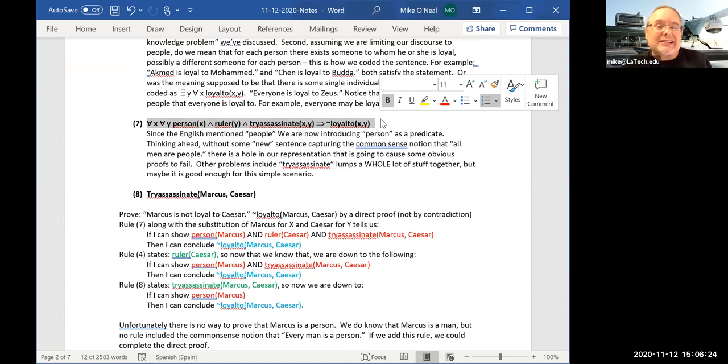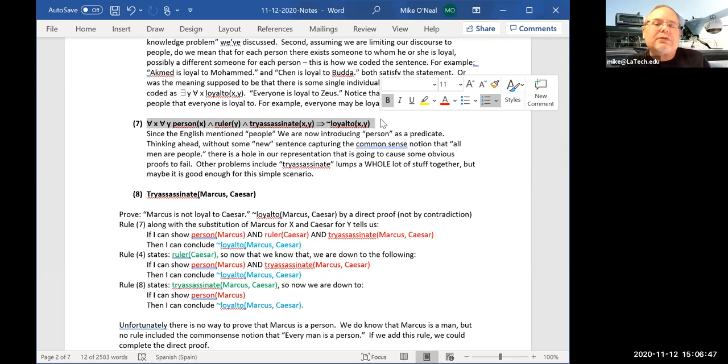That's obviously going to cause us problems when we try to reason about this. So there's a hole. I'm pointing out here that I'm aware that there's a hole in my representation that you will discover if you try to start using these sentences to reason.